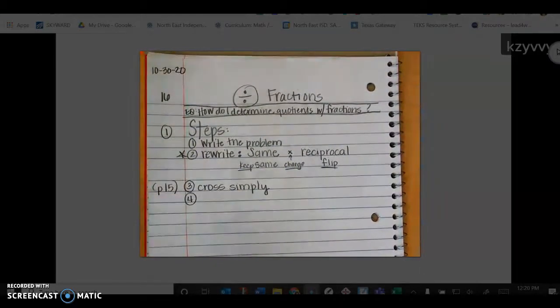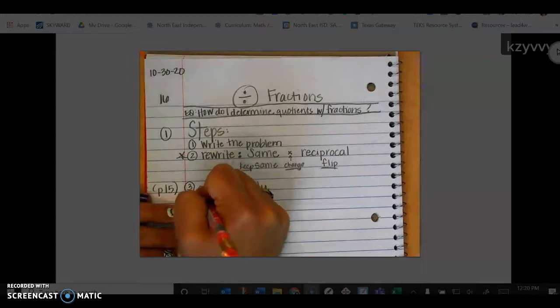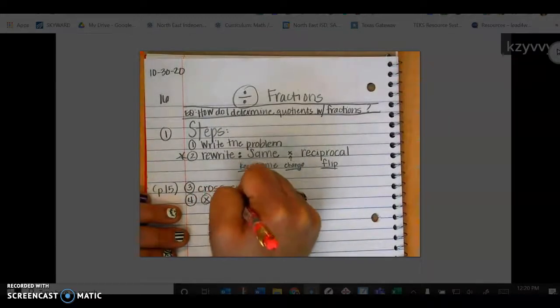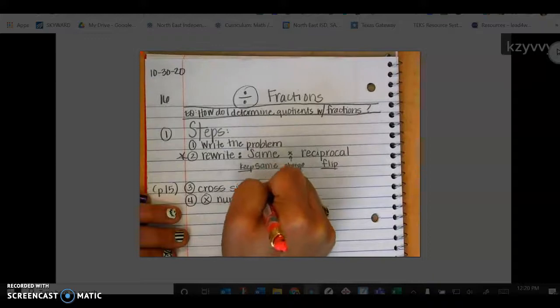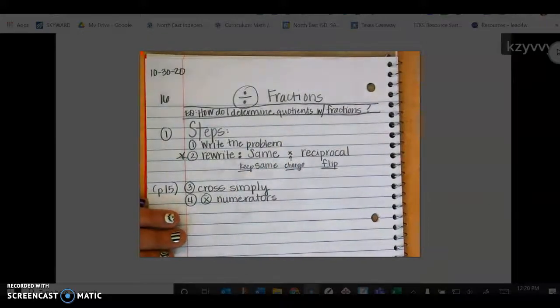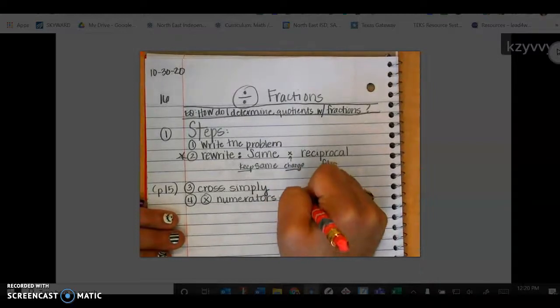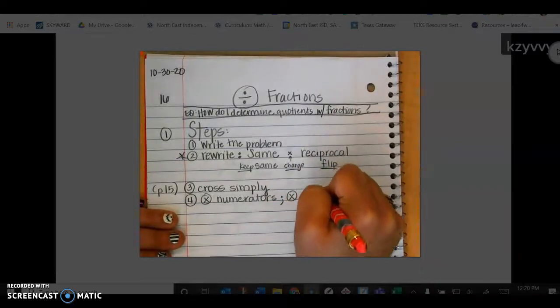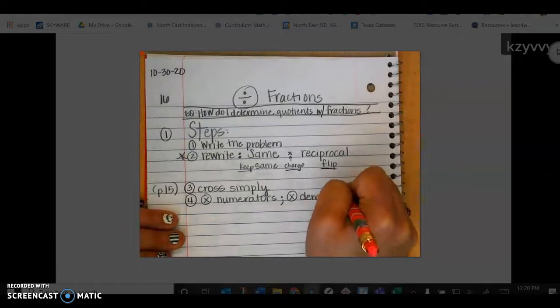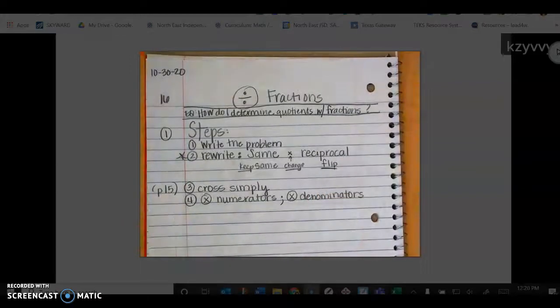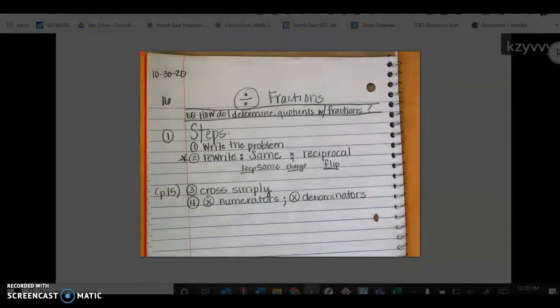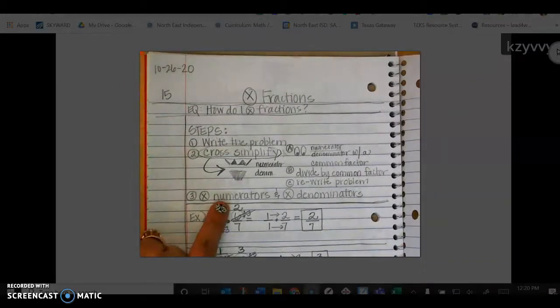After you cross simplify, you're going to multiply the numerators. And then after you multiply the numerators, you're going to multiply the denominators. And guys, that's it. Let's go back and look at page 15. That was our last step, and then we drew a line and went to our example.